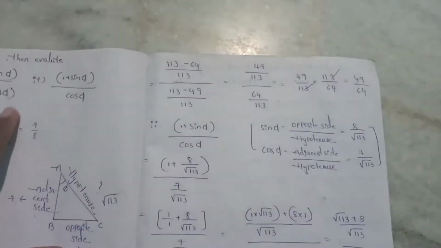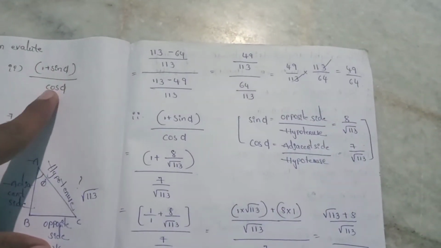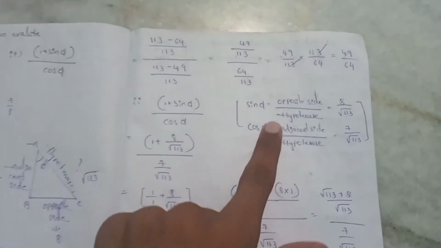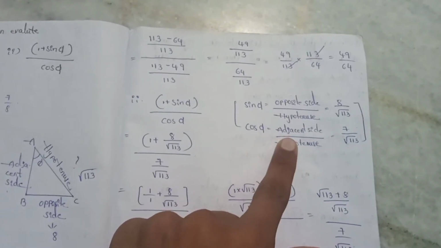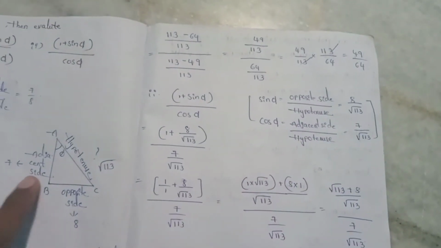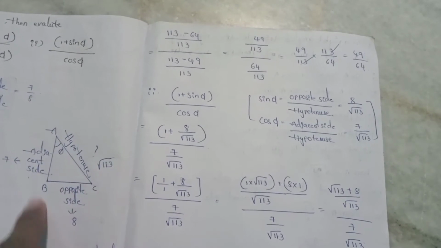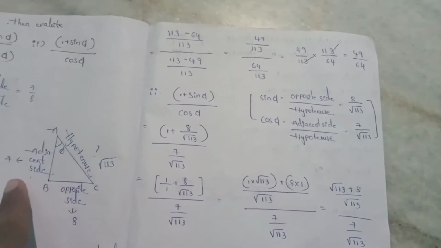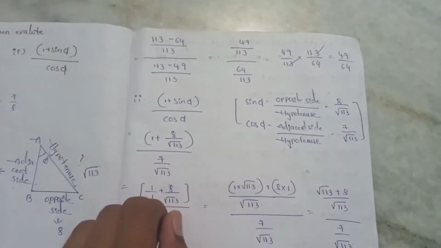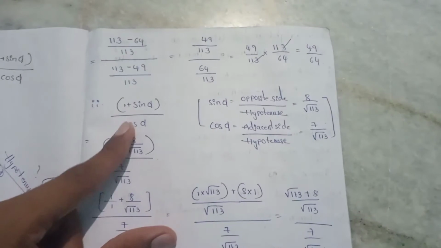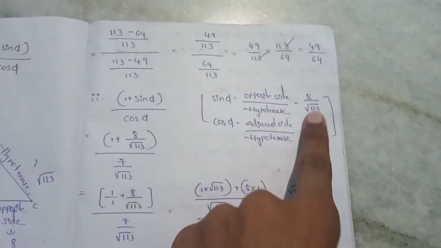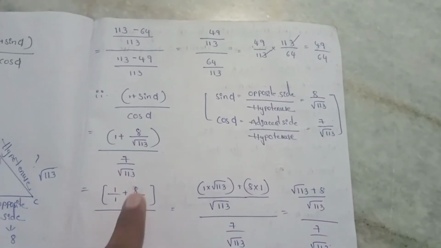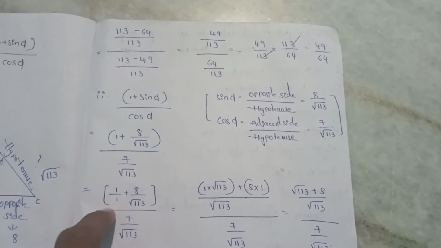Again, what is given here? Find the second one: 1 plus sin theta by cos theta. We know that sin theta is equal to opposite side by hypotenuse, and cos theta is equal to adjacent side by hypotenuse. What is the opposite side here? 8. Hypotenuse root 113. Again in cos theta, adjacent is 7 and hypotenuse is root 113. So 1 plus sin theta means 1 plus 8 by root 113, and cos theta means 7 by root 113.